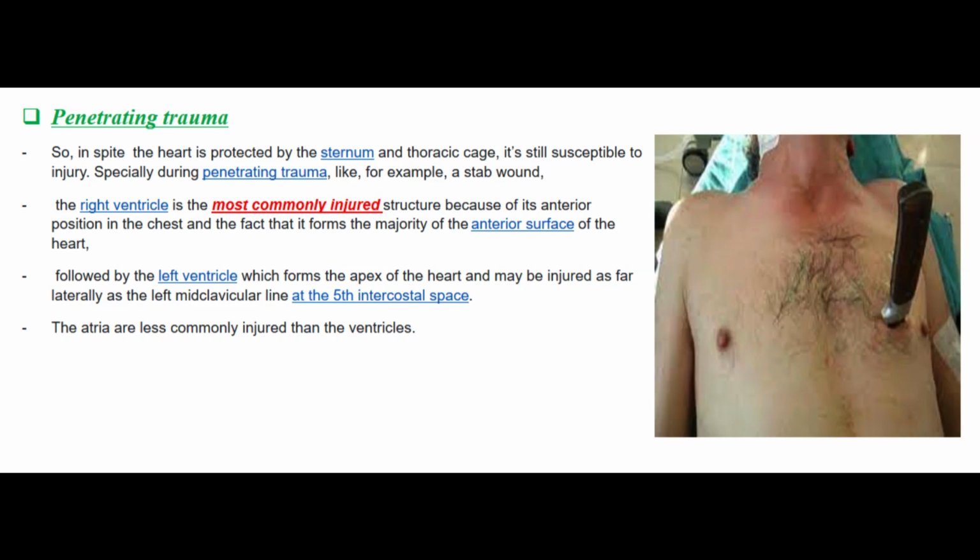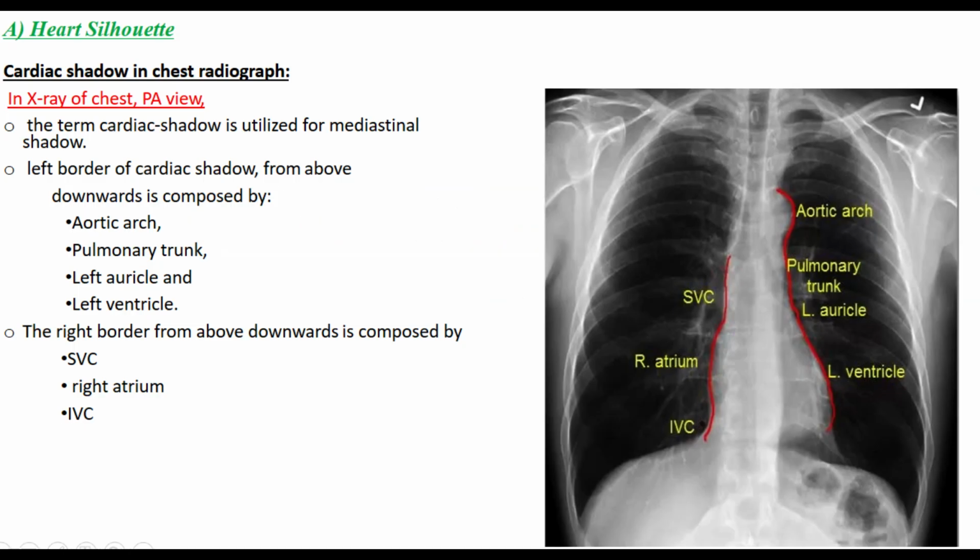Now, we shift to the second subject in this presentation, which is anatomical interpretation of chest X-ray. Here, we take about 3 topics. First, heart silhouette. Heart silhouette refers to the cardiac shadow in chest radiograph, and it also represents the mediastinal shadow. The left border of the cardiac shadow is formed from above downwards by aortic arch, pulmonary trunk, left auricle and left ventricle. The right border is formed from above downwards by SVC, right atrium, IVC.